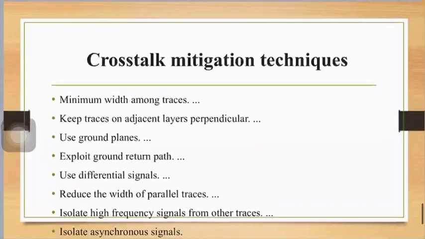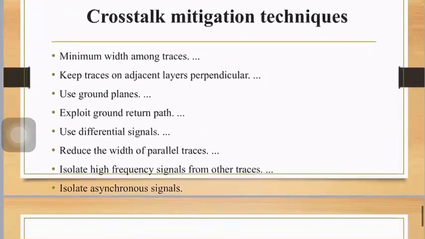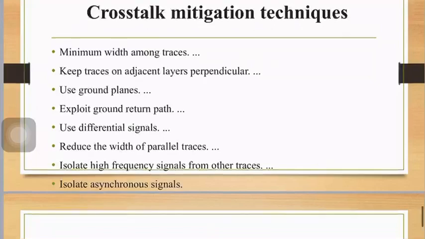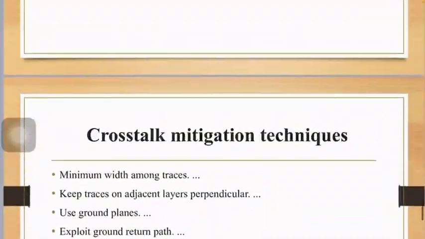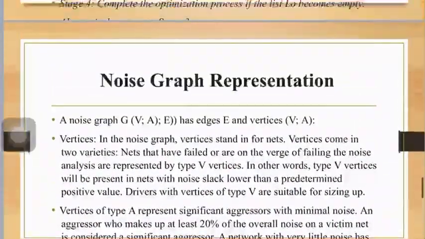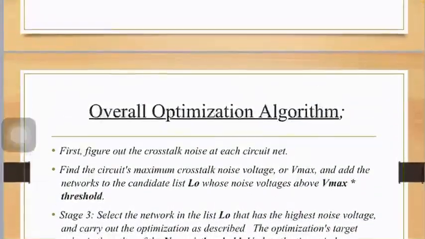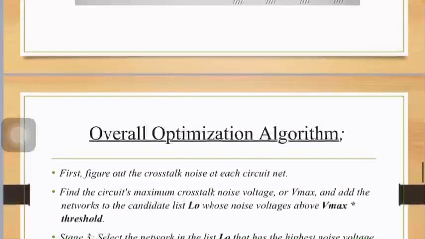Crosstalk mitigation techniques: minimum width among traces, keep traces on adjacent layers perpendicular, use ground planes, exploit the ground return path, use differential signals, reduce the width of parallel traces, isolate high frequency signals from other traces. So this was the way crosstalk is reduced in digital circuits using transistor gate sizing methods.